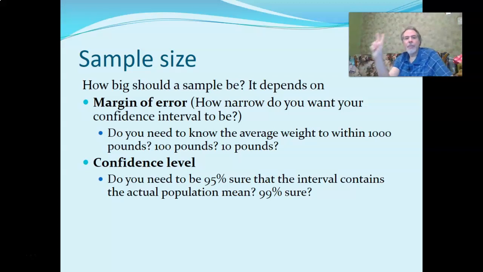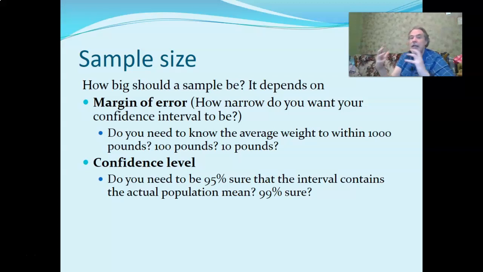Number one, margin of error. How narrow do you want your confidence interval to be? How much do you need to narrow things down? Do you need to estimate the average weight of all the pink elephants just to within plus or minus 1,000 pounds? Or do you need to know it to within 100 pounds or 10 pounds or what? So the margin of error, or the maximum error of the estimate, is you need to know within that many pounds or whatever. The other thing it depends on is the confidence level.